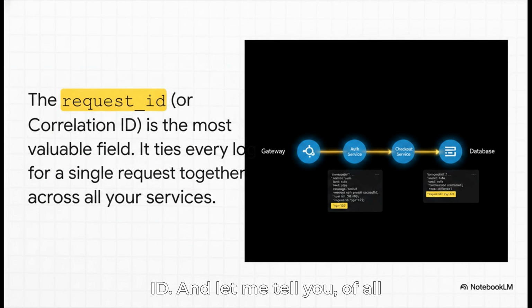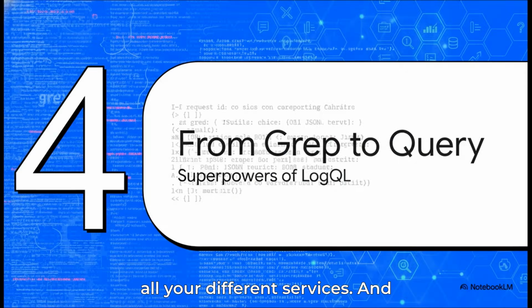And let me tell you, of all these fields, that request ID, sometimes called a correlation ID, is the absolute superstar. It is the golden thread that lets you tie together every single action a user takes as it bounces between all your different services. And once you have that request ID, the way you interact with your logs is fundamentally different. You stop searching and you start querying.